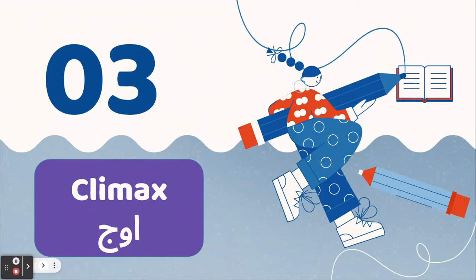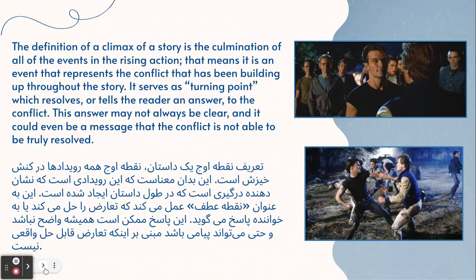So now let's see what the climax is. The definition of a climax of a story is a culmination of all the events in the rising action. That means it is an event that represents the conflict that has been building up throughout the story. It serves as the turning point which resolves or tells the reader an answer to the conflict. This answer may not always be clear, and it could even be a message that the conflict is not able to be truly resolved.